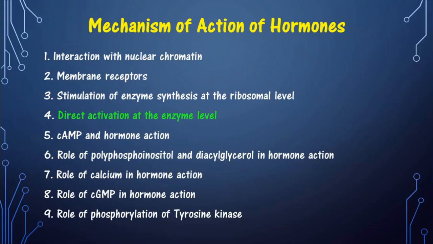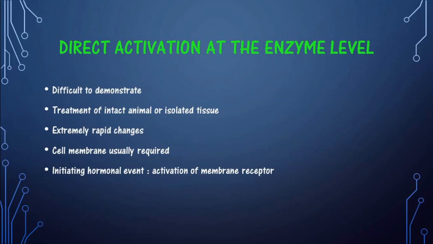The fourth one is the direct activation at the enzyme level. That is a bit difficult to demonstrate, and the treatment of intact animal or isolated tissue has to be taken into consideration to actually understand the direct activation at the enzyme level. There are extremely rapid changes that happen in this process, and the cell membrane is usually required. So it initiates a hormonal event causing the activation of the membrane receptor.